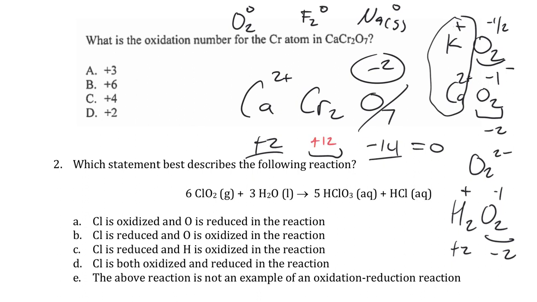+12. So +2 plus 12 is +14. Subtract 14 to get to 0. And so I can deduce that the 2 chromiums have to be a +6 each. So if they're +6 each, gives me a total charge or oxidation number of +12 from the chromiums. And so that gives us a +6 there for chromium.